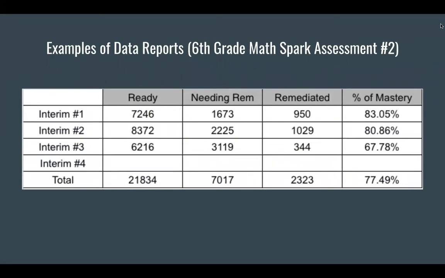This right here is what we look at the district level. So basically, on interim 1 that we took, Spark assessment #1, this is per student per standard. We had 7,246 students and standards at ready. We needed to remediate 1,673. We successfully remediated 950. So we were at 83.05% for interim 1. Our goal last year was 75%. We wanted to try to get to 80% this year. So we have been successful up to this point.